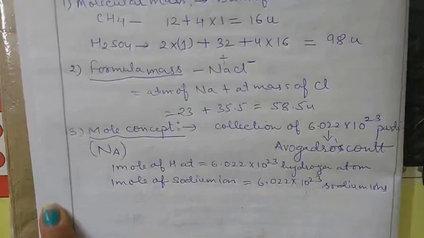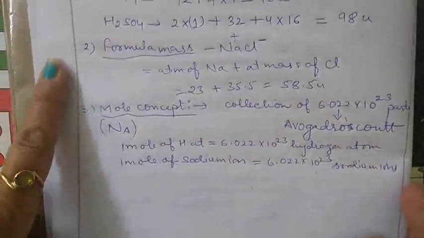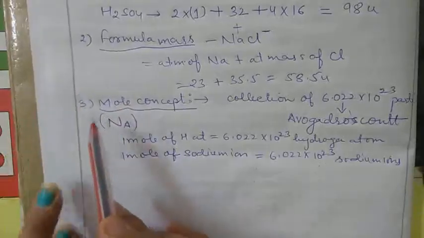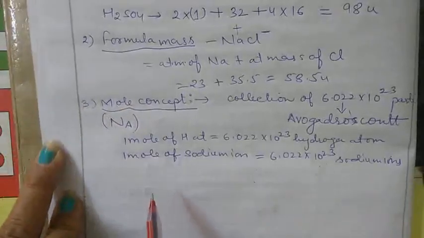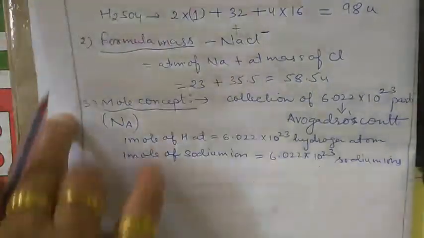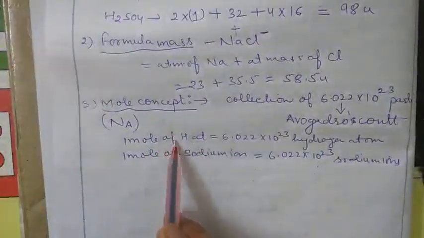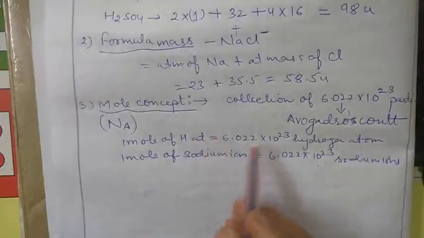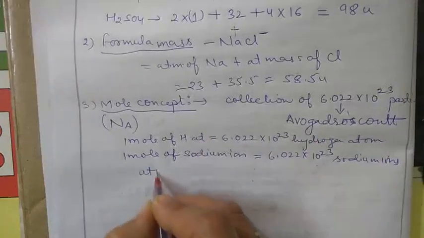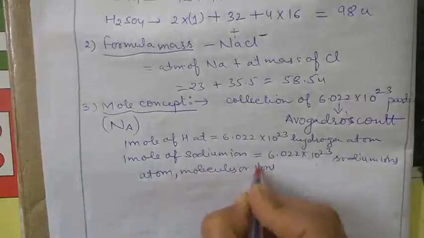So now if you want to describe the mole, a mole is defined as the amount of the substance that contains as many particles or entities. Now here the meaning of the particle and the entity is atoms, molecules or ions.